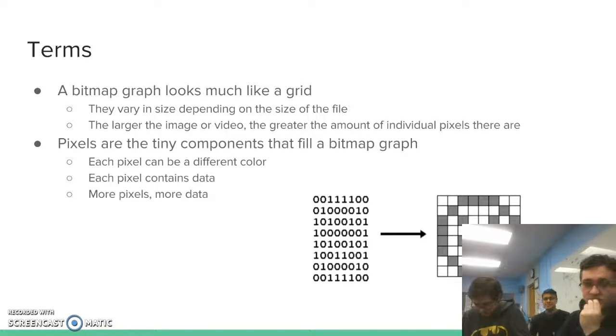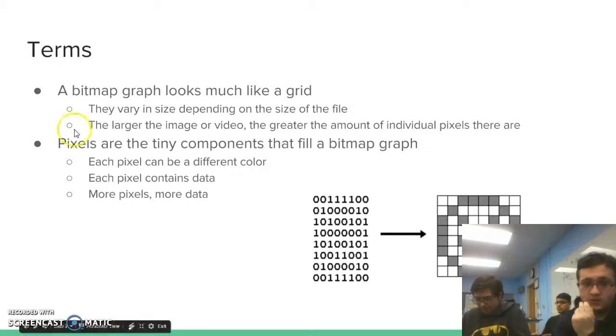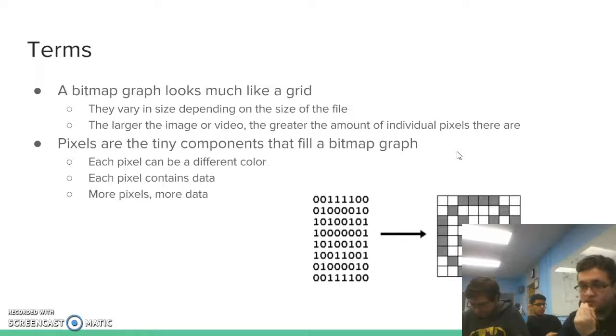Now they vary in size depending on the size of the file, and the larger the data, such as a large video or 3D video, the greater the amount of individual pixels in it. Now you may be asking, what is a pixel? Pixels are tiny components that fill a bitmap graph. They are the individual squares in the grids. Each pixel can represent a different color. Each pixel has its own data.